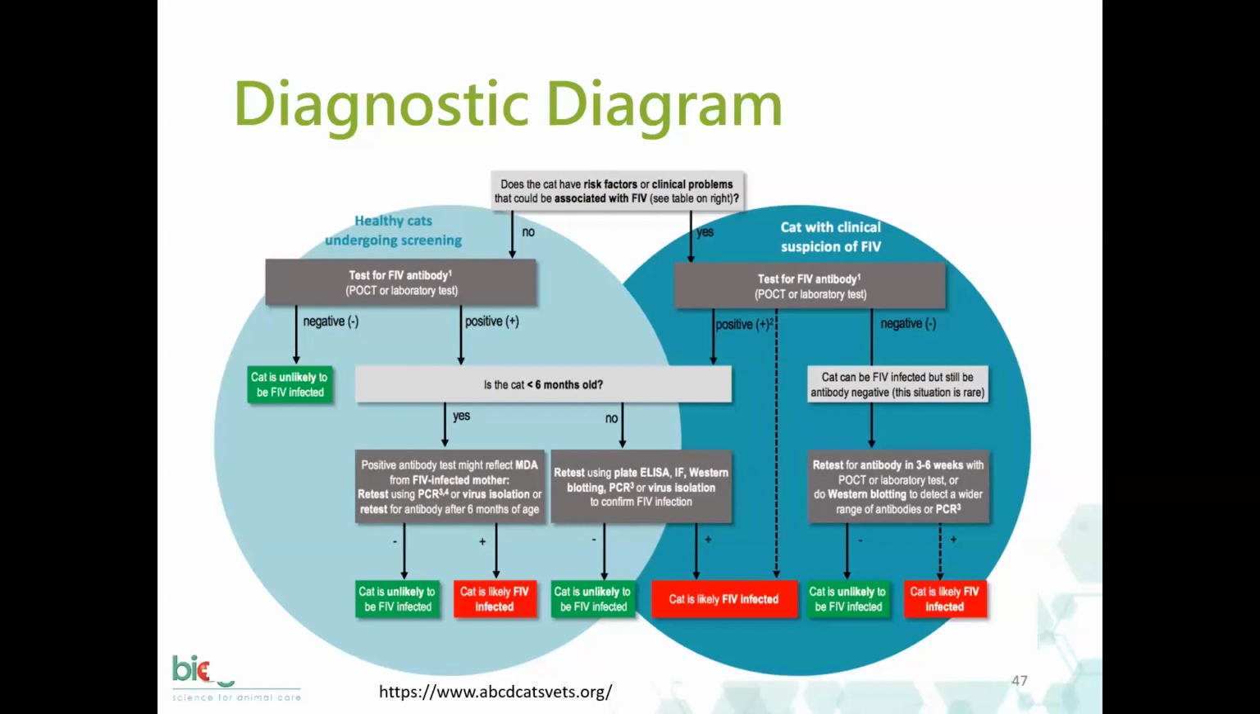If the cat tests positive for FIV antibodies, then it's likely to be infected with FIV. However, there are a few other possibilities, such as if the cat received maternal antibodies from an infected mother. So to confirm the FIV infection, the cat should be retested using a different type of test, such as a plate ELISA, the immunofluorescence assay, Western blotting, PCR, or virus isolation.